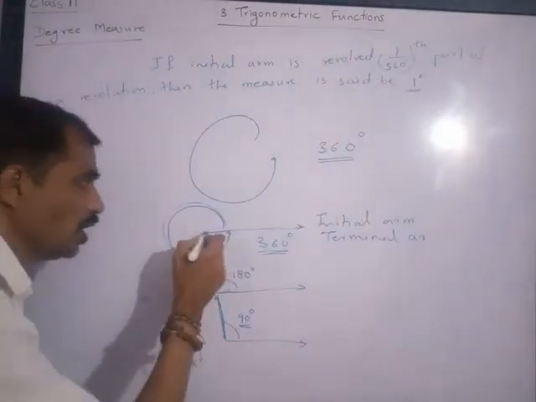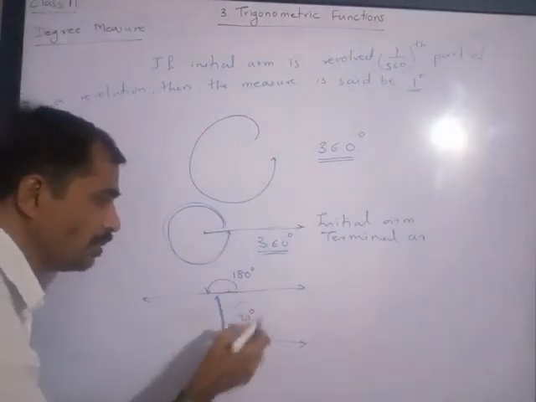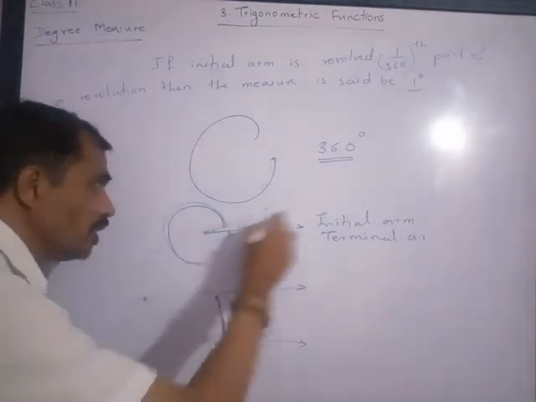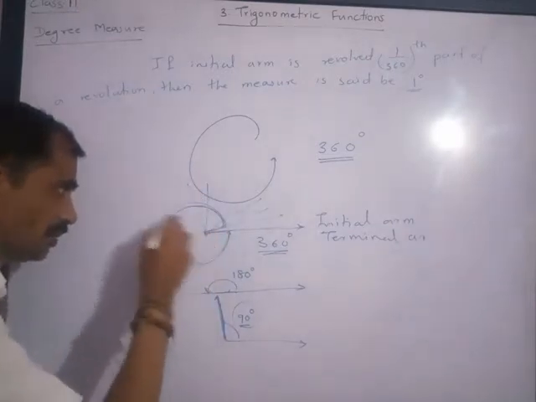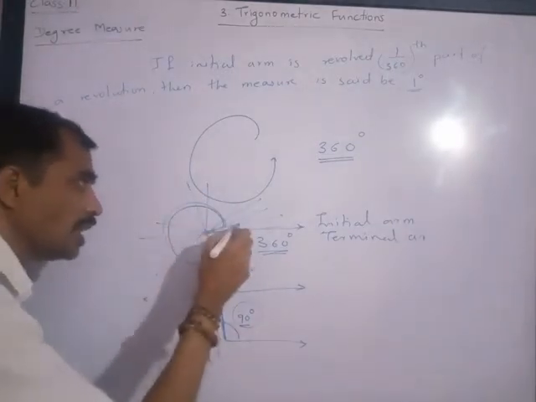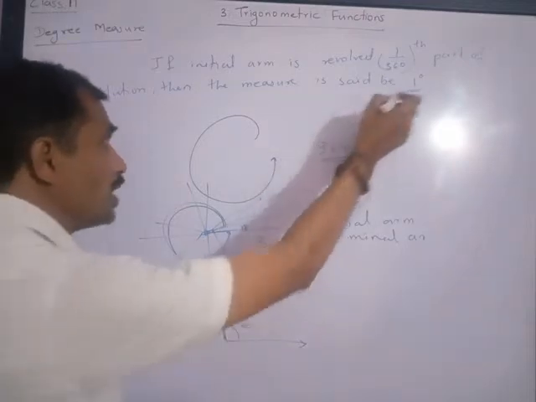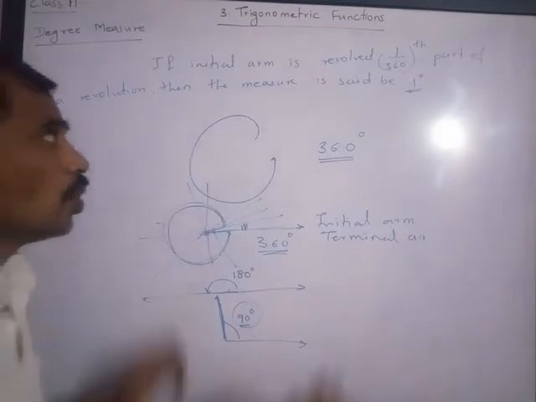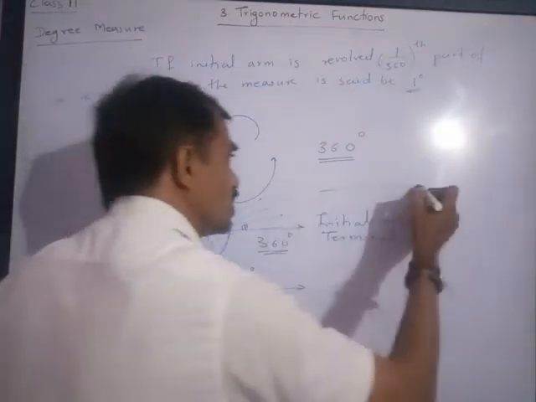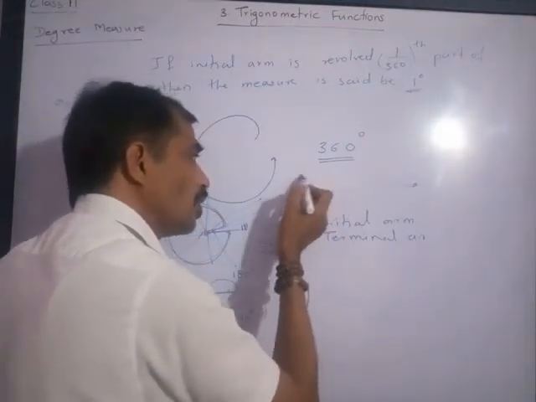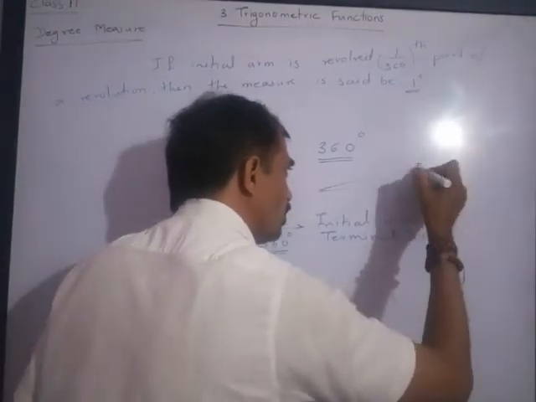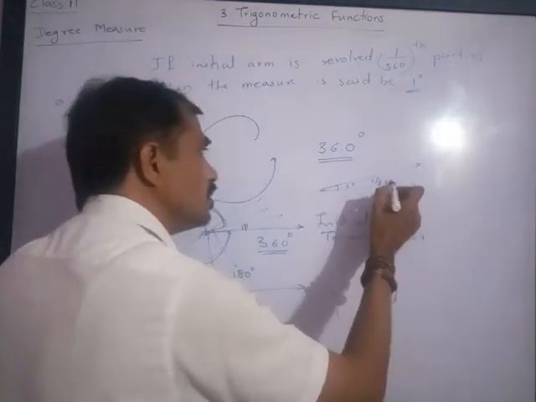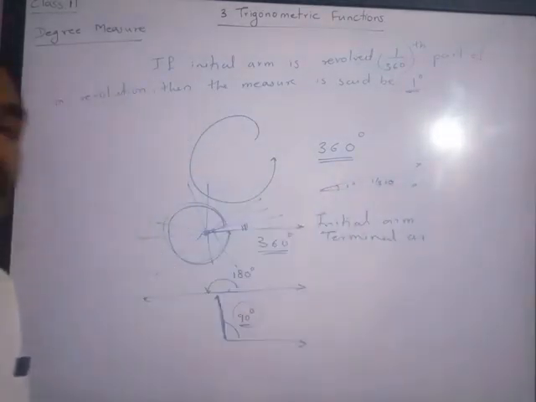What does this mean? If you are rotating 1/4 part, it becomes 90 degrees. If this circle is divided into 360 parts, then one part is called 1 degree. This is the definition of degree. If the initial arm is revolved only 1/360th part, not the complete, then this angle is said to be 1 degree.